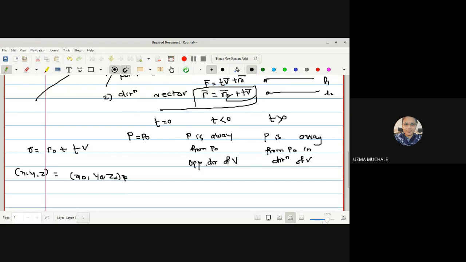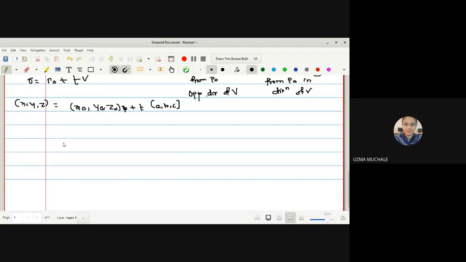plus t into V. What is V? A comma B comma C. Now from this equation I can write this as x is equal to x naught plus tA, or you can write it as At. Y is equal to y naught plus bt. Z is equal to z naught plus c into t.